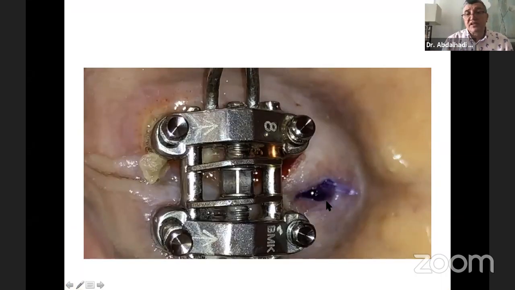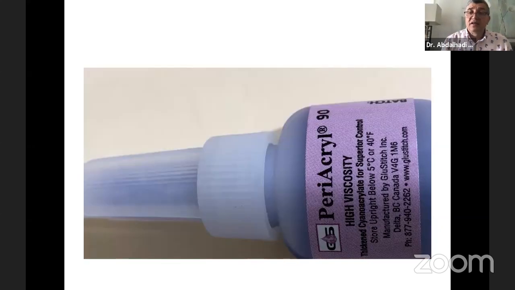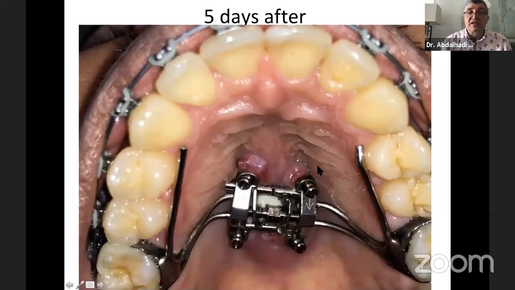So I put something here, a cyanoacrylate. The periodontist uses this as stitches to close a flap. So I use it as Periacryl, high viscosity. The name is cyanoacrylate for superior control. So this is cyanoacrylate or Periacryl for periodontists, to close that small perforation or small opening between the mouth cavity and the nose cavity.